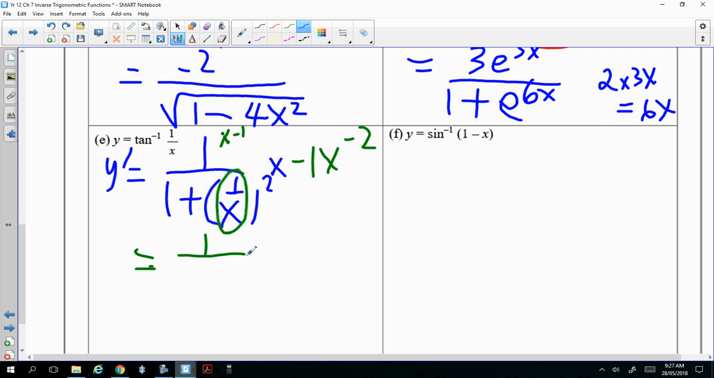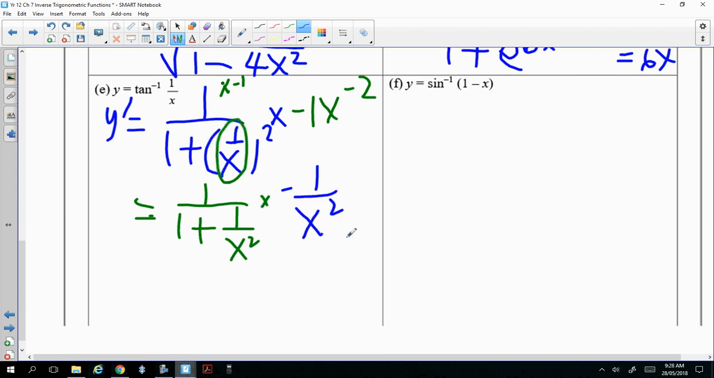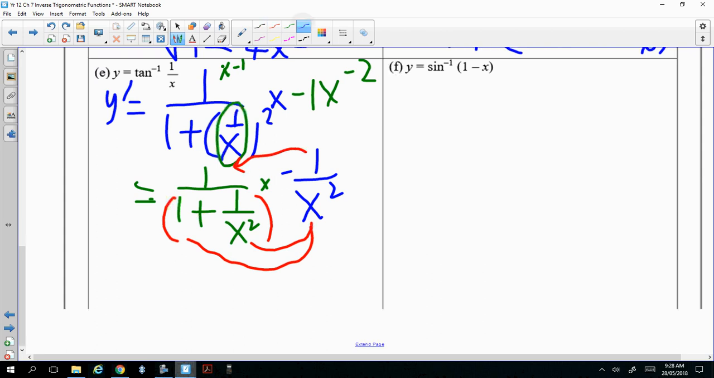And then you put a bracket around it and multiply by x squared, denominator with denominator, numerator with numerator, and you end up getting negative 1 on the top, and then x squared plus 1 on the bottom. Because x squared times 1 is x squared, and x squared times 1 over x squared is 1. So that's your final answer.